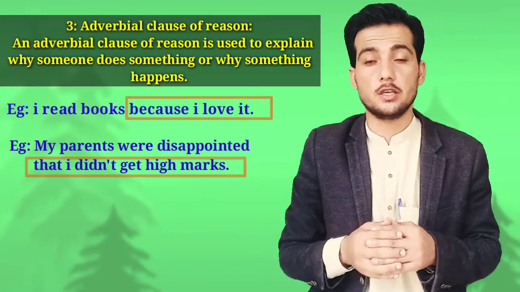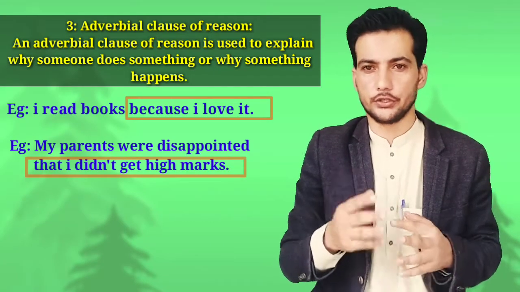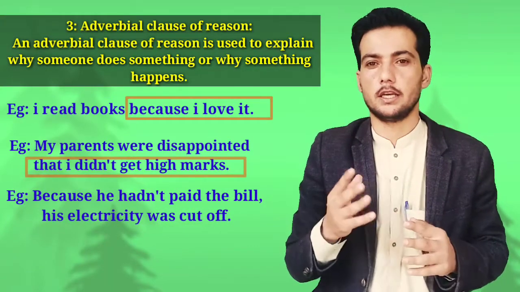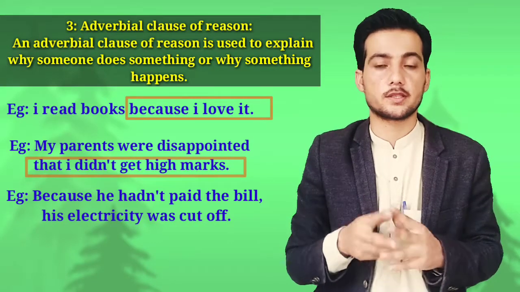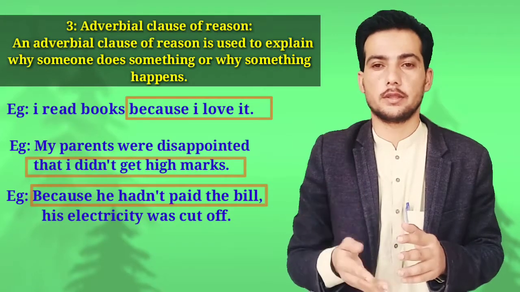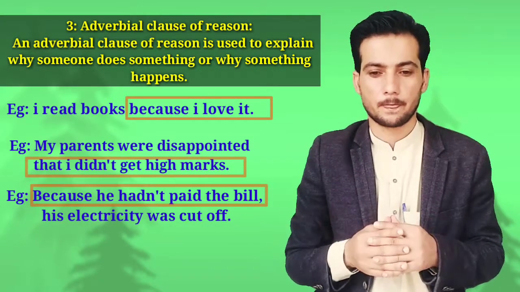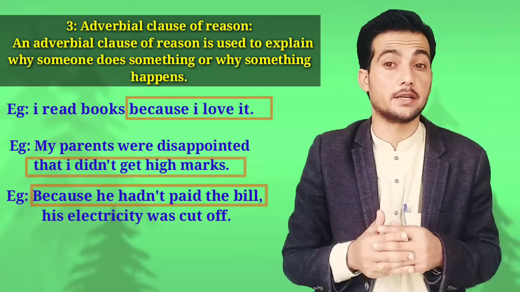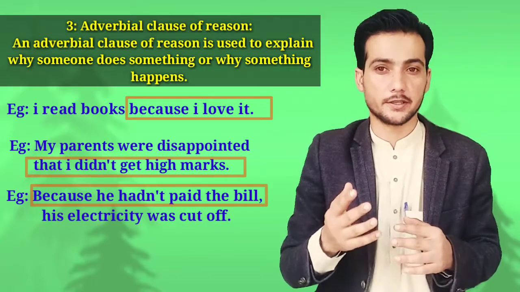Along with that, you should just keep in mind that sometimes an adverbial clause can appear in the beginning of a sentence. For example, because he had not paid the bill, his electricity was cut off. If you look at the beginning, it starts with a subordinating conjunction, that is "because", and along with that it consists of a subject and a verb, and it gives us the reason why his electricity was cut off, because he had not paid the bill. So that is why it is an adverbial clause of reason.